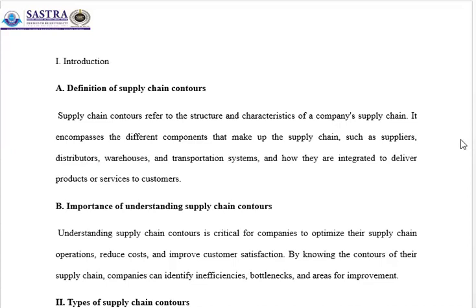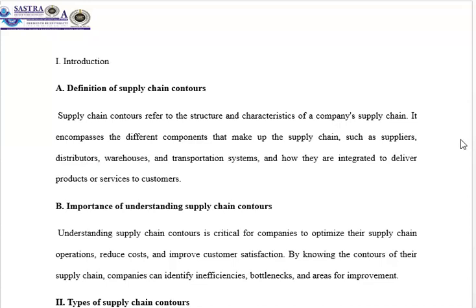Let's go into the basic concepts first. What do we mean by supply chain contours? We will discuss a definition. Supply chain contours refers to the structure and the characteristics of a company's supply chain. It encompasses the different components that make up the supply chain, such as suppliers, distributors, warehouses, and transportation systems, and how they are integrated to deliver products and services to customers.